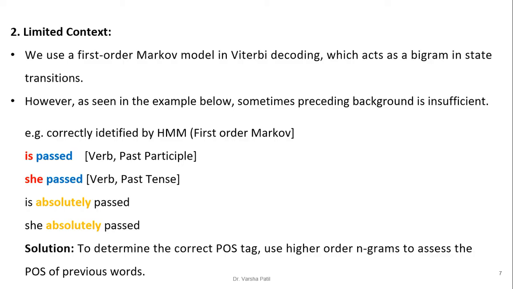But if we write the statement like "is absolutely passed" and "she absolutely passed", here between is and passed, and she and passed, an adverb comes, and at that time it may be difficult for the part of speech tagger to determine the correct tag for the verb passed. So the solution is that we don't use only one word of history, but go for more grams, or higher order grams, to determine the state for that particular observed word. If we use a trigram, that is a two word previous history, then this problem can be solved.